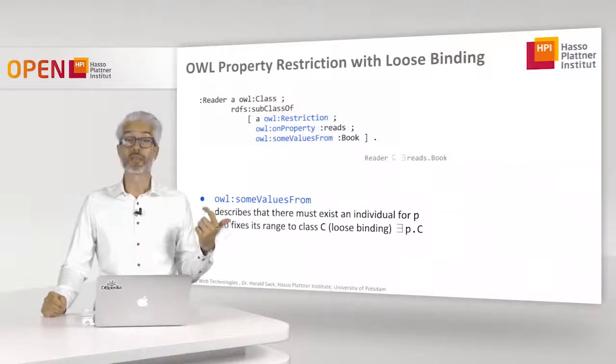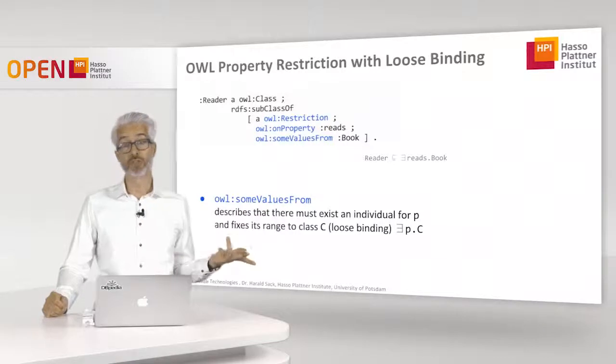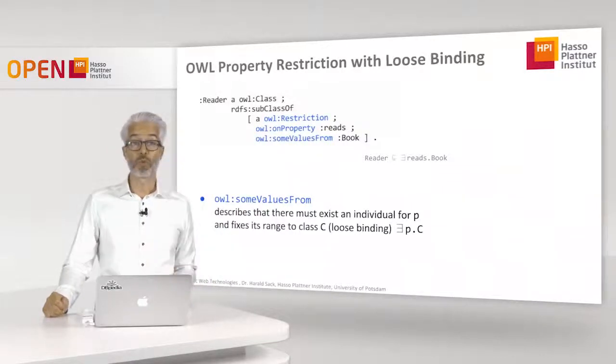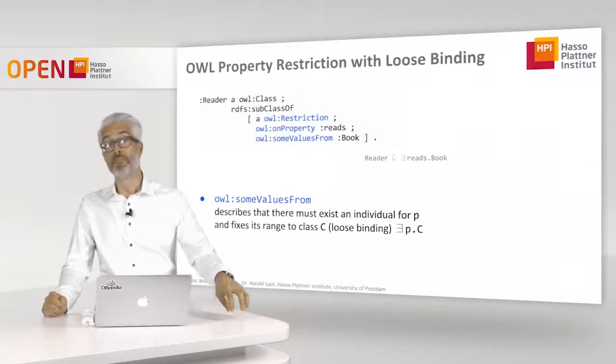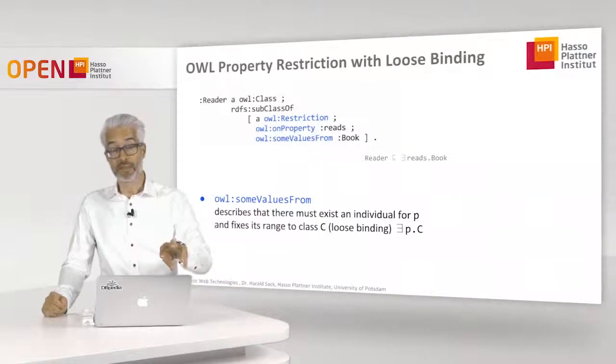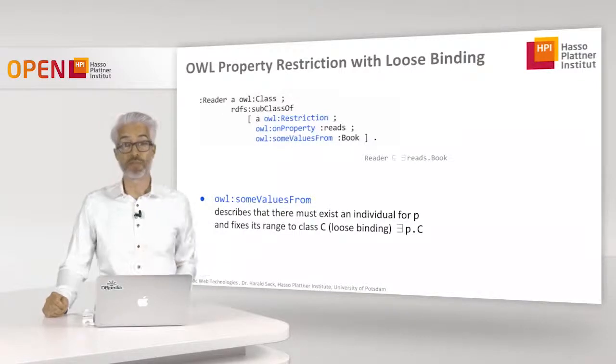So strict binding, loose binding, and restriction to a constant. These are three possibilities how you can define complex classes in OWL by restricting the range of a property or the value of a property.